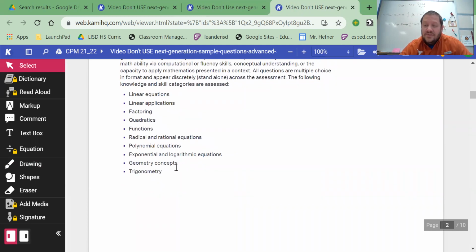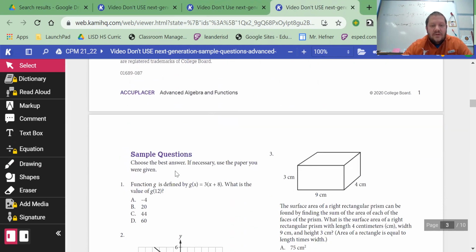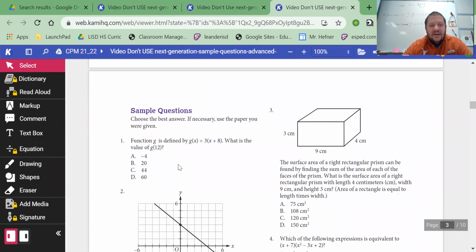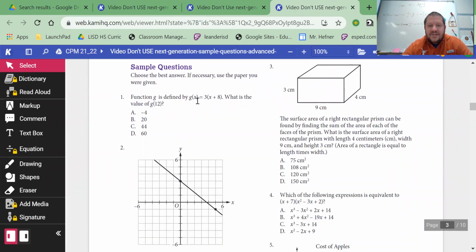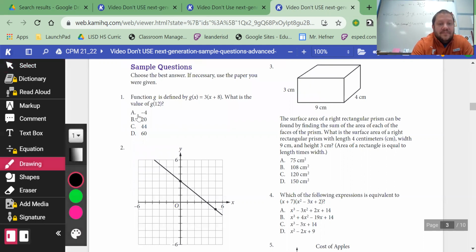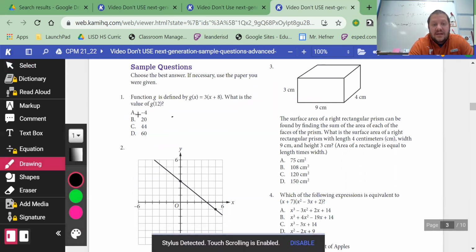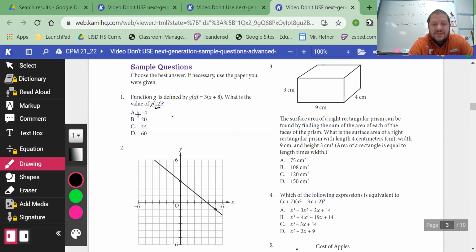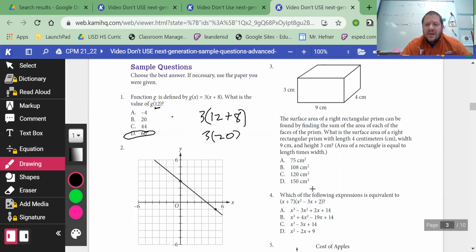And it still has some geometry concepts in it, but you might have a question like function g is defined by g of x equals 3 times x plus 8. What is the value of g of 12? So remember, you're plugging in 12 for x when we're evaluating a function. So it would be 3 times 12 plus 8. Okay, so 12, you do the inside first. So 12 plus 8 would be 20. And then 3 times 20 would be 60. Okay, so lots of that function type stuff going on.